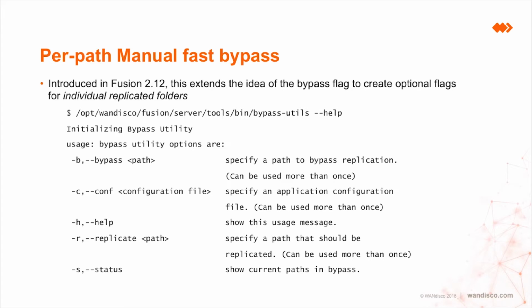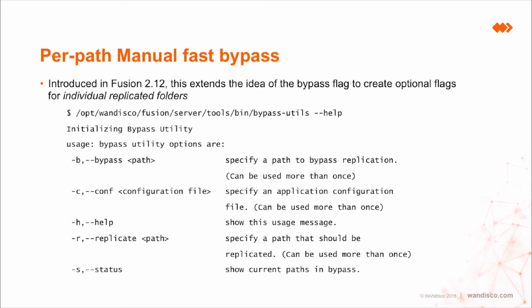Here's an example of the utility, the bypass-utilities. With the help command, you can see the bypass with a path, that could specify a path to bypass. It can be used more than once. The -C specifies an application configuration file. The -R or the -replicate specifies a path that should be replicated.